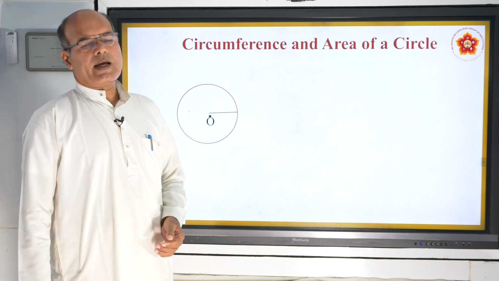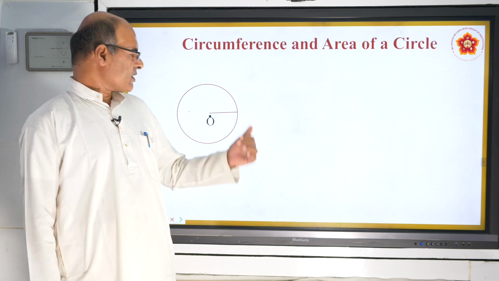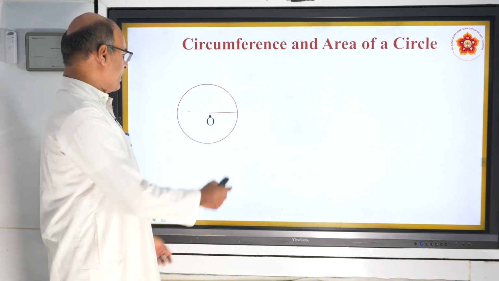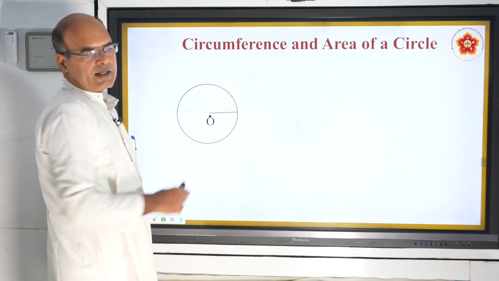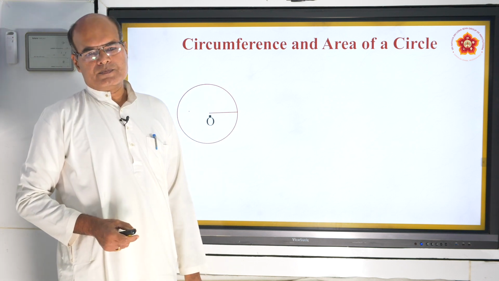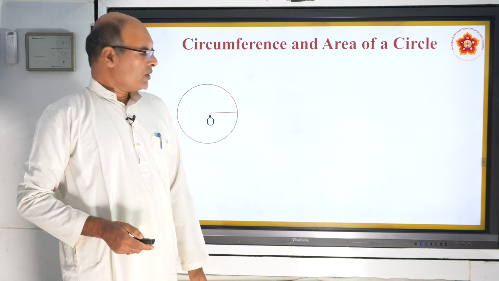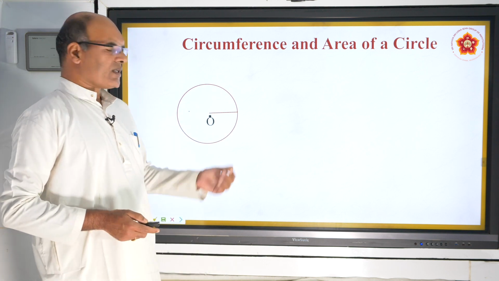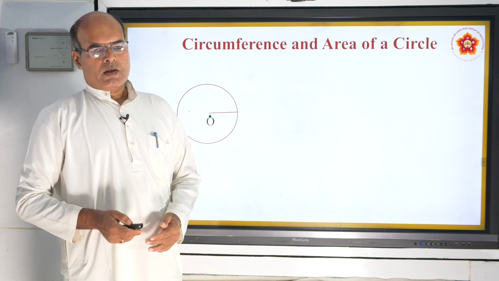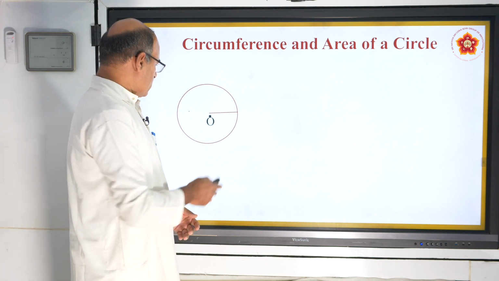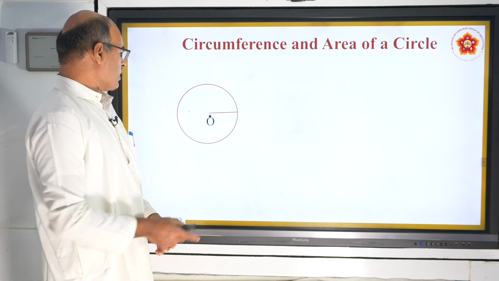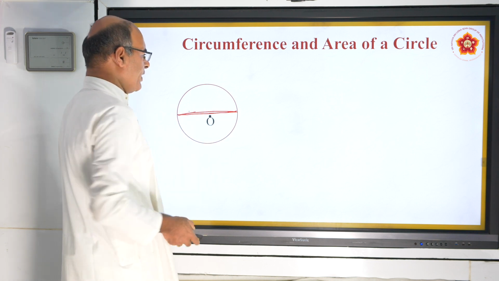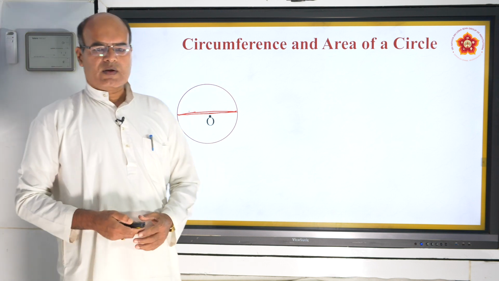Now go to the perimeter and area of a circle. In case of a circle, perimeter is referred to as circumference of the circle. The total length of the curved line which makes the circle is called circumference. So mathematicians tried to find out a formula for the circumference of a circle. They thought to derive the formula on the basis of the diameter of the circle. That means they found the ratio between the circumference and the diameter.